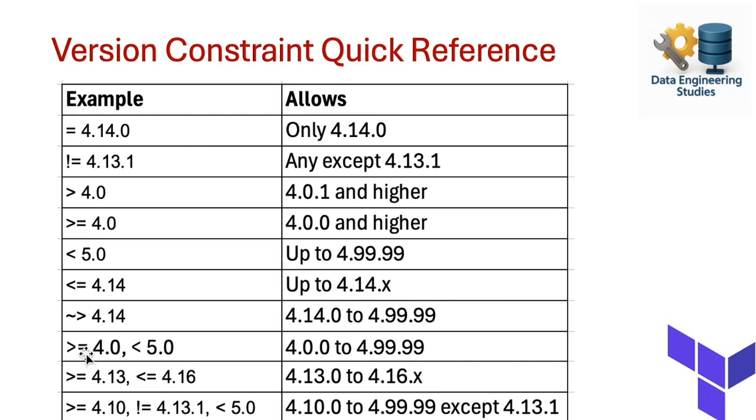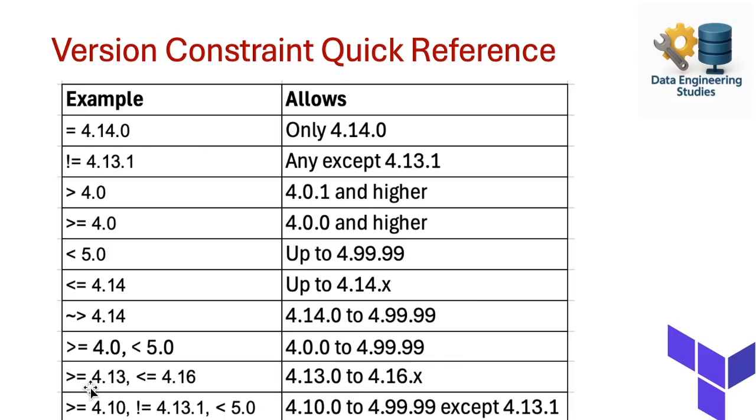Another example is greater than or equal to 4.13, comma, less than or equal to 4.16. It lets you lock between 4.13.0 and 4.16.x. This is perfect when you need features from 4.13 but you know that 4.17 might have breaking changes.